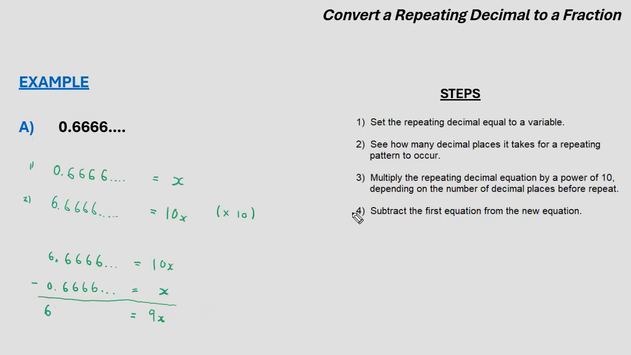So now, having followed these 4 steps, we have eradicated the decimal expansion. What we're left with, 6 equals 9x. So if we divide both sides by 9, 6 over 9 equals x. So solving for x, this can be simplified to 2 over 3. So the final part is to solve for x, which we have. So this repeating decimal in fraction form, as we found out with this method, is 2 over 3.